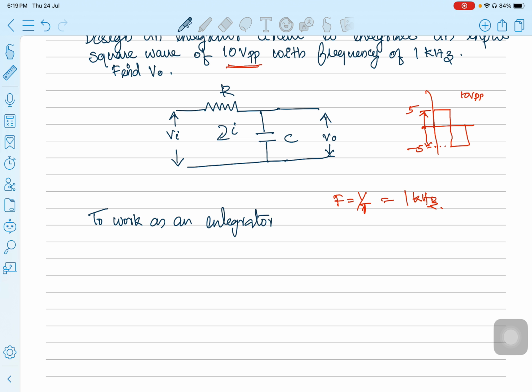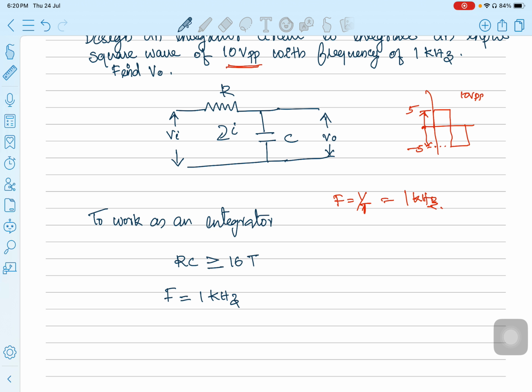To work as an integrator in an RC circuit, there is a condition that the time constant RC should be greater than or equal to 16T. So the time constant RC should be 16 times greater than the time period of the input signal. So this is the condition, and I can write the given data. Frequency is given as 1 kilohertz.